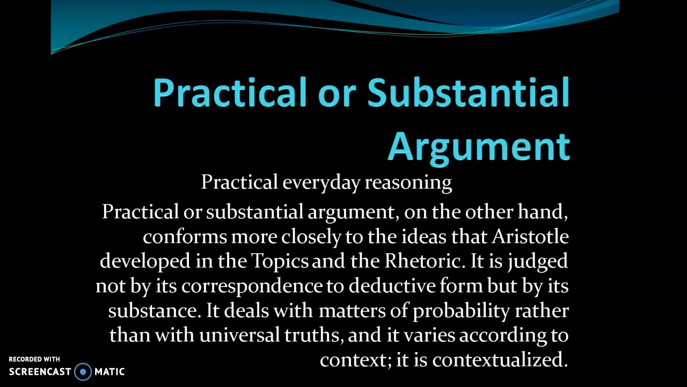Now, practical argument, what Toulmin was interested in, is how we reason through information and reach conclusions when we can't rely on universal truths. And so practical argument doesn't use deductive reasoning, but it looks towards probabilities, recognizing that context matters, that conclusions may vary based on the context.